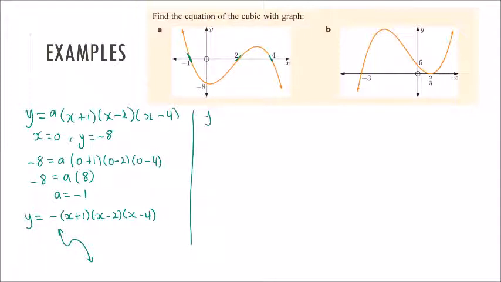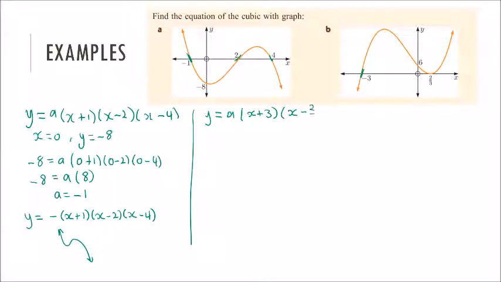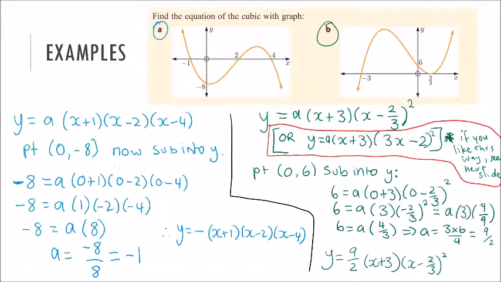To start off with, we do the same thing. We have y is equal to a. I know I have it cutting at -3, so I have an x plus 3. And then I have this here where I have a 2 on 3, so I could do x minus 2 on 3. And I'm going to square that because it's just touching. It doesn't go through, it's just touching.